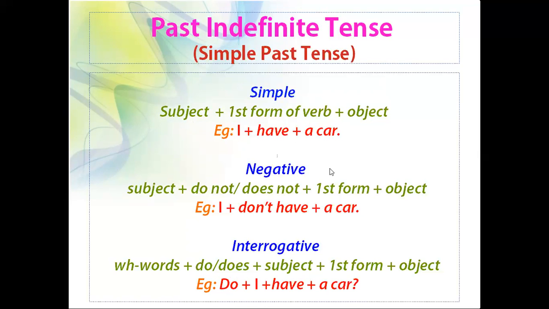So this is the structure of simple past tense. While writing in simple, subject plus first form of verb plus object. For example, I have a car. In negative, subject plus do not or does not plus first form plus object. For example, I don't have a car. In interrogative, WH words plus do or does plus subject plus first form plus object. For example, do I have a car?